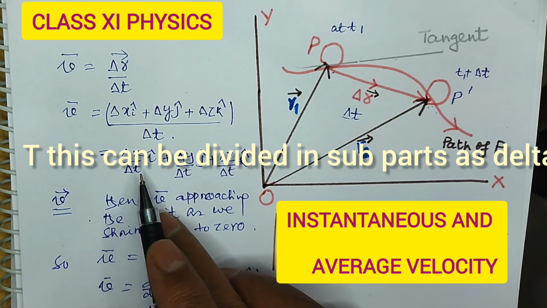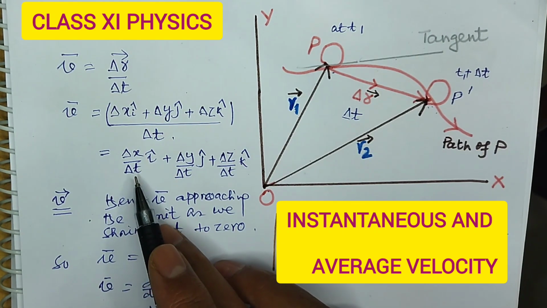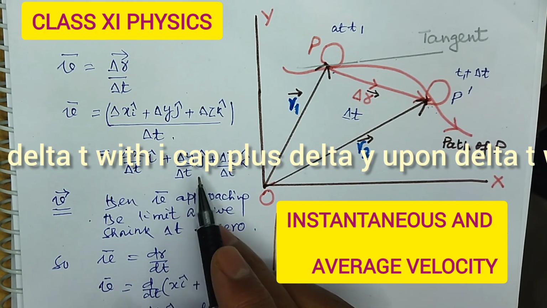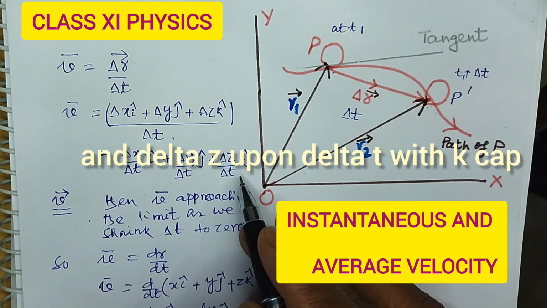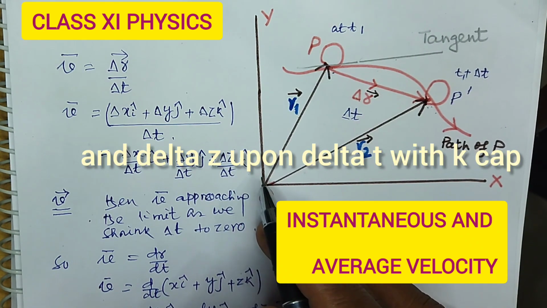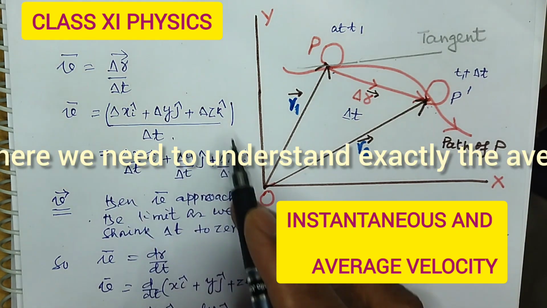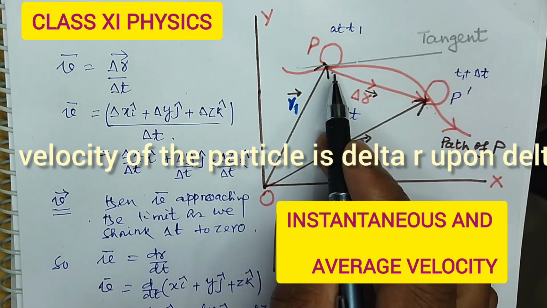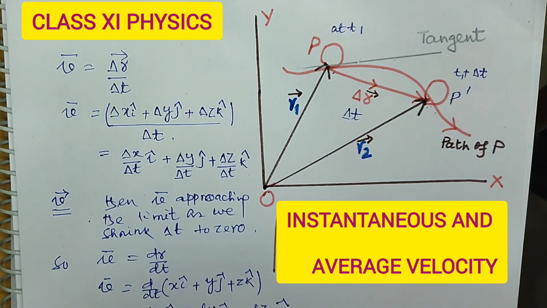This can be divided into subparts as delta x upon delta t with i cap, plus delta y upon delta t with j cap, and delta z upon delta t with k cap. So here we need to understand that the average velocity of the particle is delta r upon delta t.